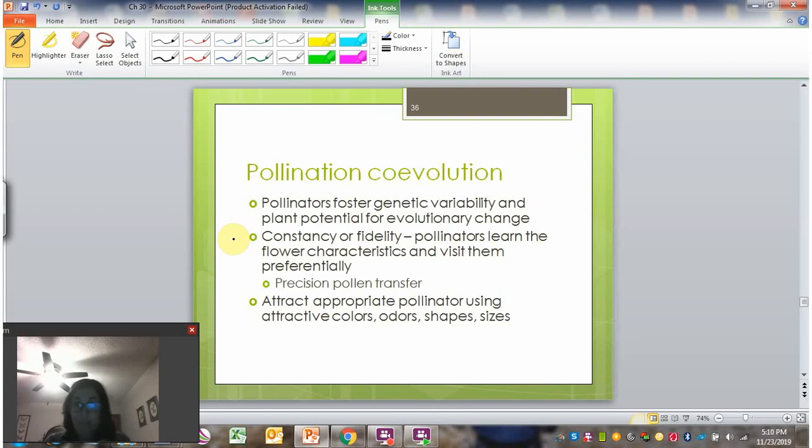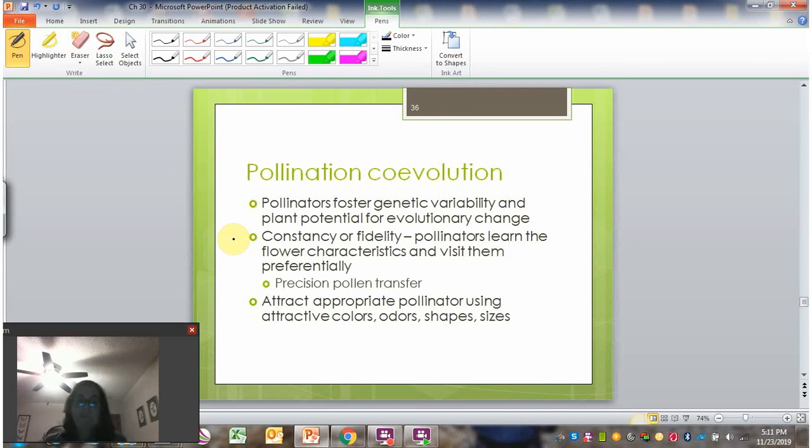Pollinators are fairly faithful, and this is a benefit for the plant. So pollinators will learn a flower's characteristics and then will preferentially return to that plant. And in fact, many pollinators will actually sort of dedicate a day. So like honeybees, for example, like, okay, today I'm doing dandelions. And so all day long that bee is doing dandelions. And so that's really great for the plant because dandelion pollen is always getting to dandelion flowers. If pollinators were less faithful, that would be not as great because rose pollen is not going to help the dandelion, for example.